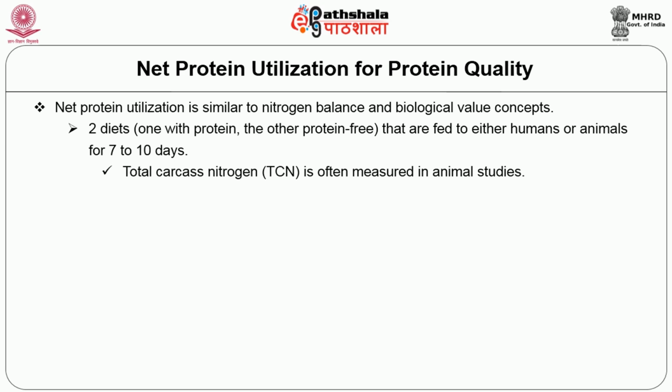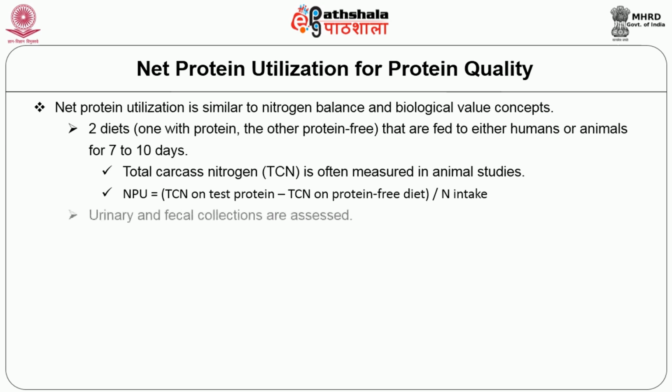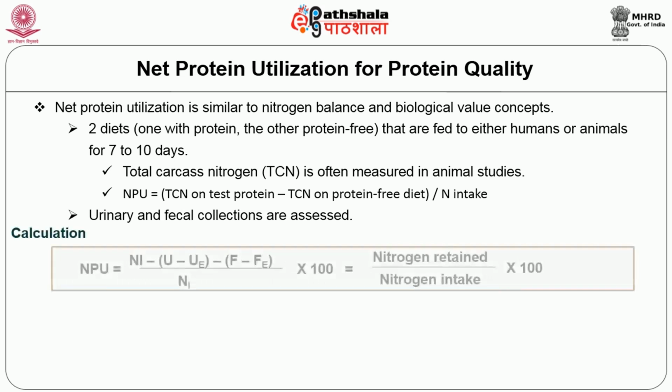Total carcass nitrogen is often measured in animal studies. Carcass means we fed the animals the protein or protein-free diet for 7 to 10 days, then the animals are sacrificed, and the whole animal is put in acid. So, the total carcass nitrogen will be determined, so that you have a proper understanding and accuracy in the estimation of net protein utilization by estimating the nitrogen retention in the carcass. So, NPU is equal to TCN on test protein minus TCN on protein-free diet, divided by nitrogen intake. Urinary and fecal collections are assessed for the net protein utilization.